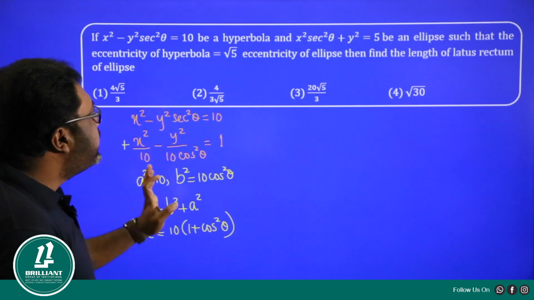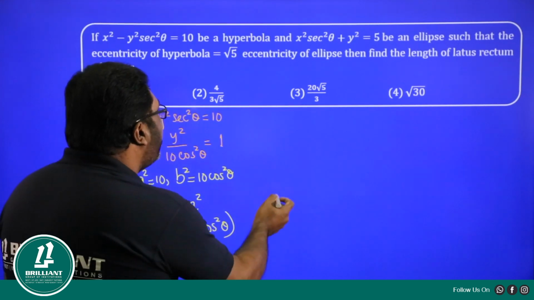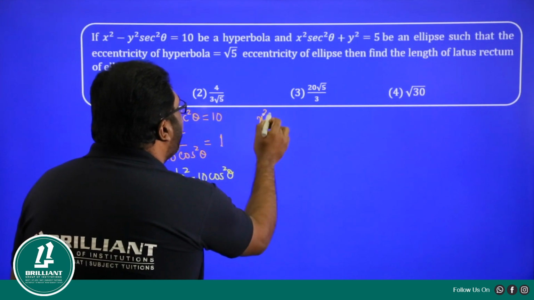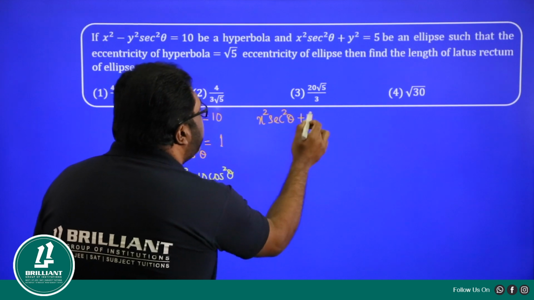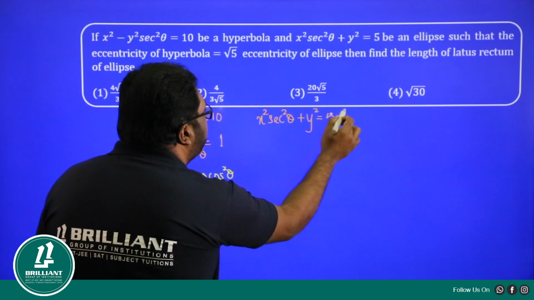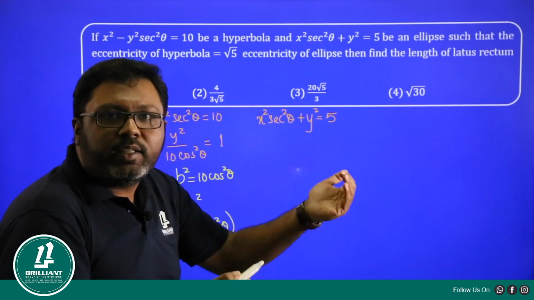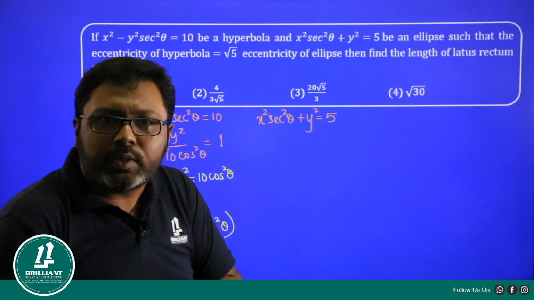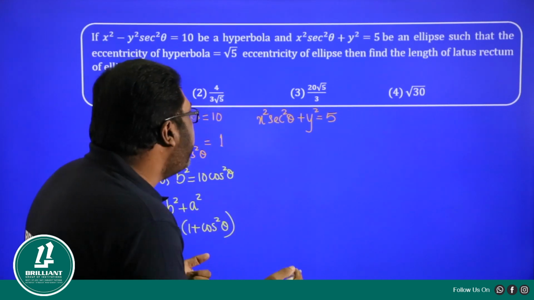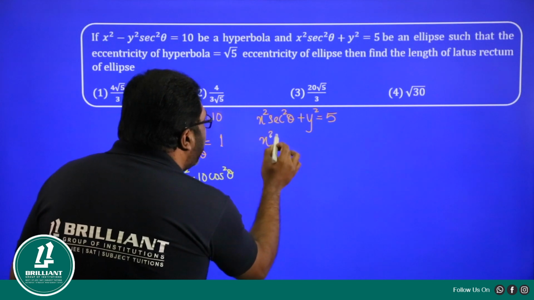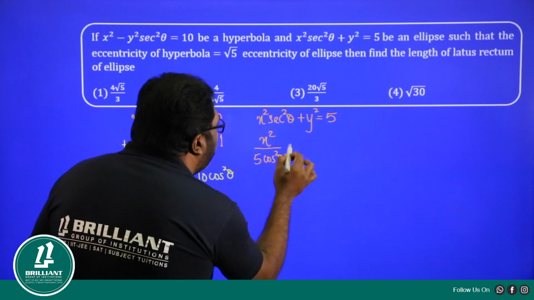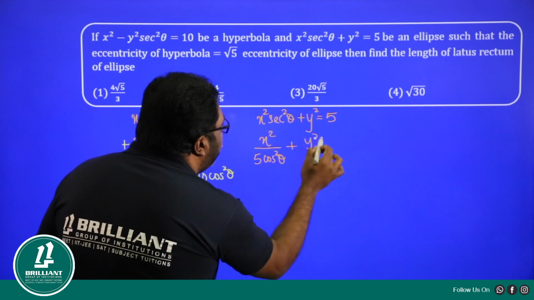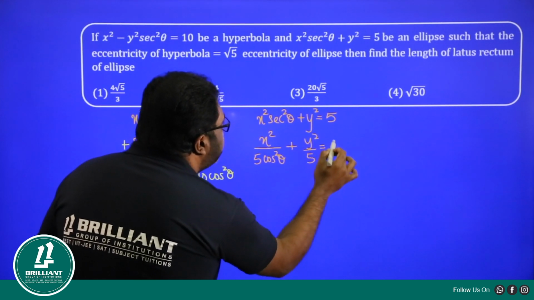Now let's look at the next one. The next one is the equation of the ellipse. So what is the equation of the ellipse? X squared sec squared theta plus y squared is equal to 5. Now again, this is not the standard form of the equation of an ellipse. You're supposed to be dividing it by 5. So I will get x squared by 5 cos squared theta plus y squared by 5 equals 1.